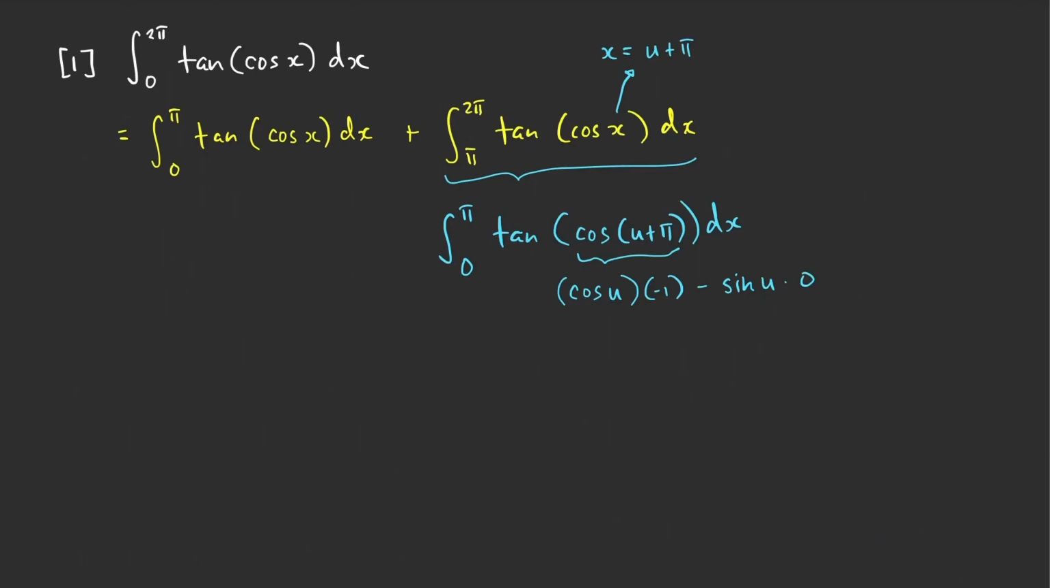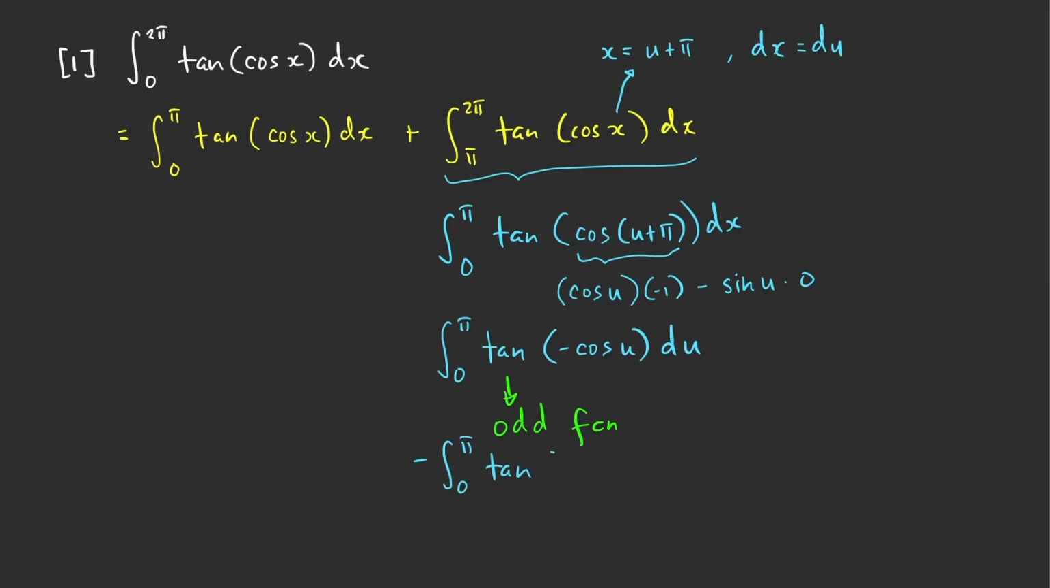So therefore, this is just equal to the integral from 0 to pi of tangent of negative cosine u, and dx is just equal to du. And since tangent is an odd function, tangent of negative theta is equal to negative tangent theta. So this is equal to negative integral from 0 to pi of tangent of cosine u du.